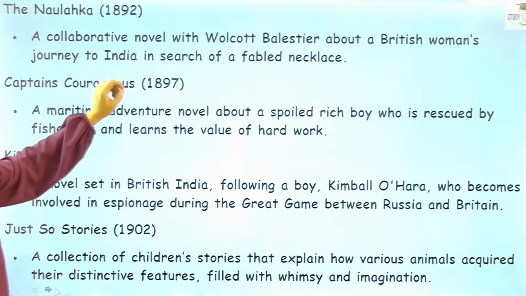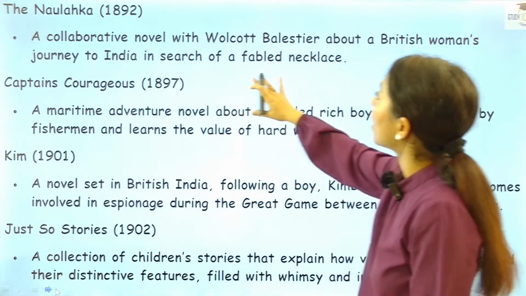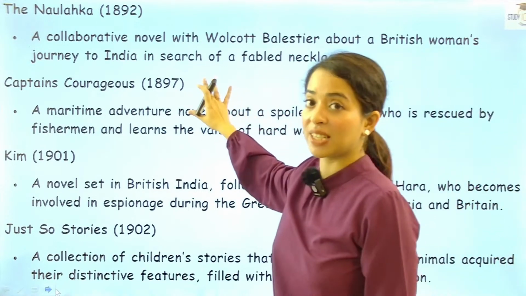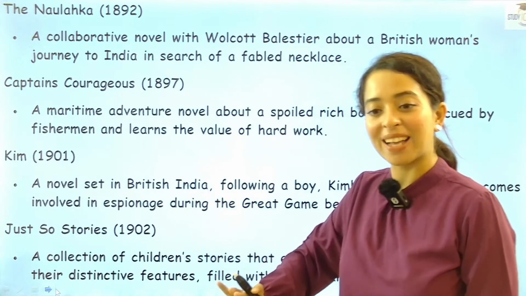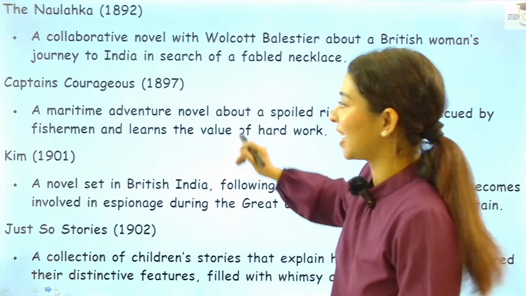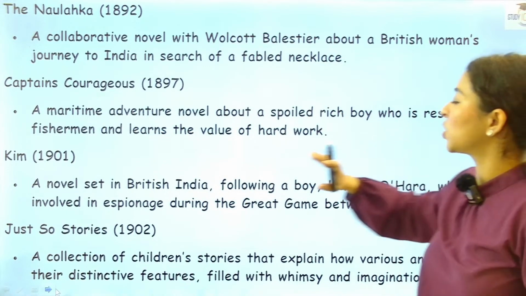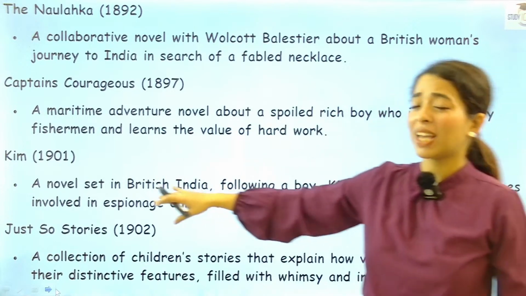Naulakha, a collaborative novel with Wolcott Balestier, about a British woman's journey to India in search of a fabled necklace. Captain Courageous, 1897. Chronology, you will remember everything now, I will make you remember all of it, how to learn it. A maritime adventure novel about a spoiled rich boy who is rescued by fishermen and learns the value of hard work. Kim, very famous novel.